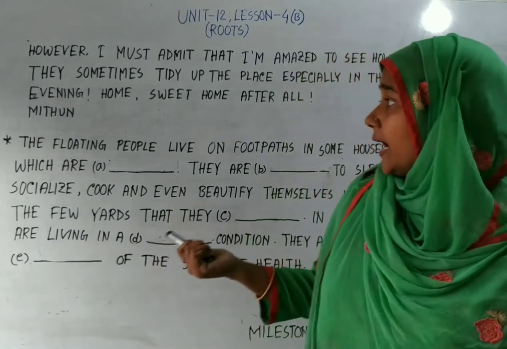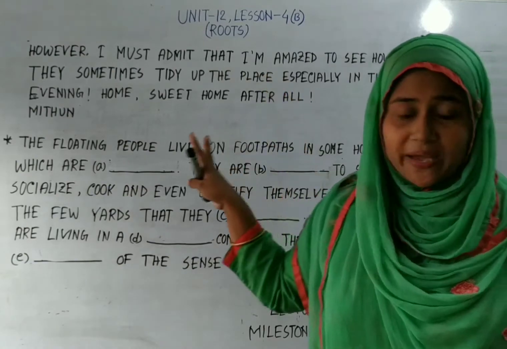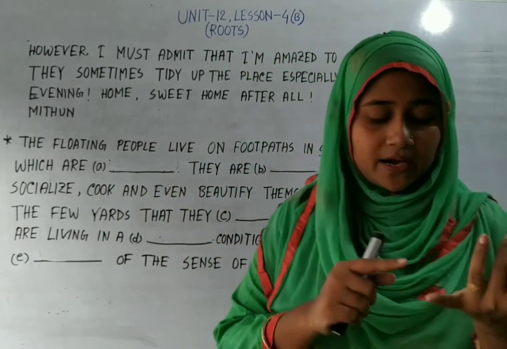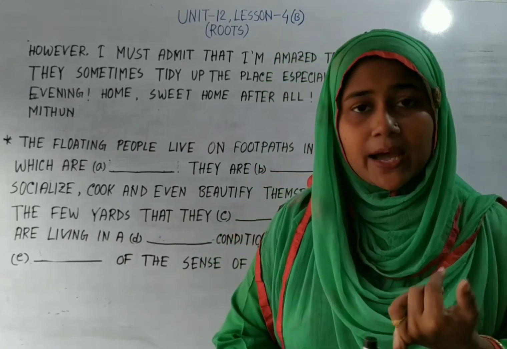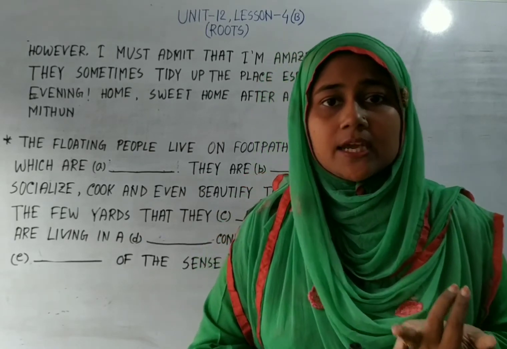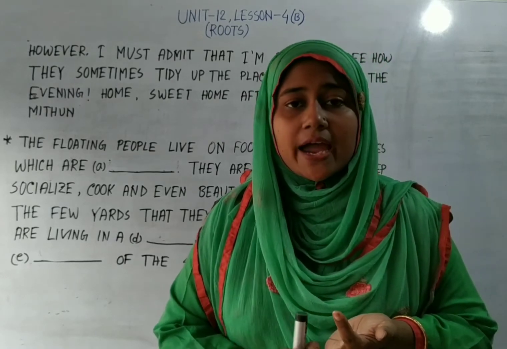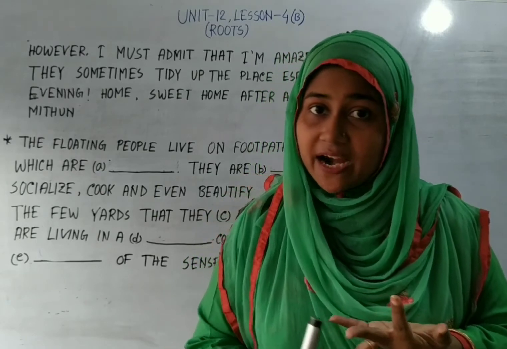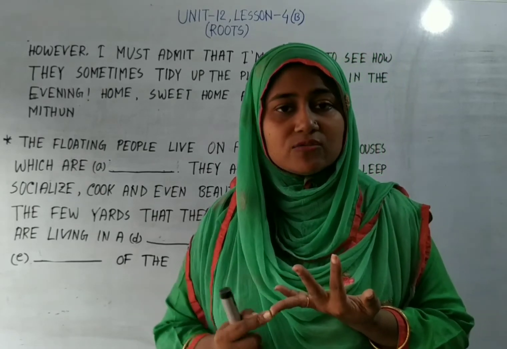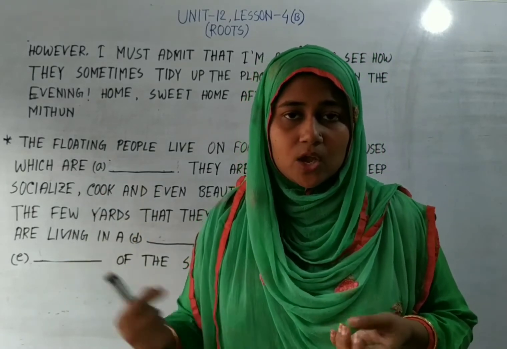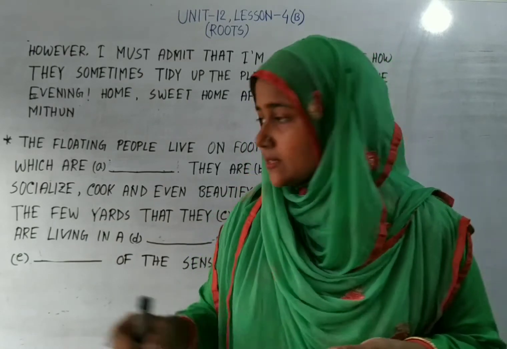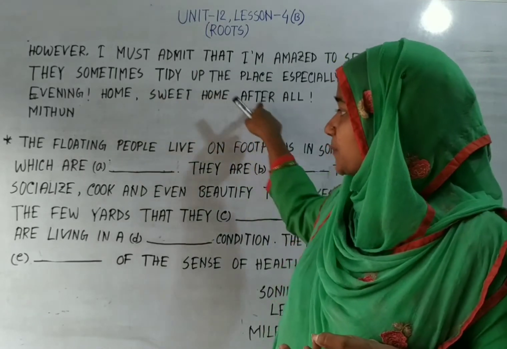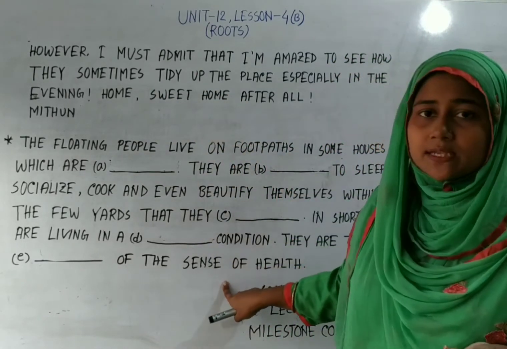Okay, and based on that passage, the topic of this passage is floating people, their life condition, their food habit, their living condition, their unhealthy life, their miserable condition, their happiness in that, and their roots. We have found this in this topic. So you have to collect the information based on that passage. After reading this passage, you have to answer.